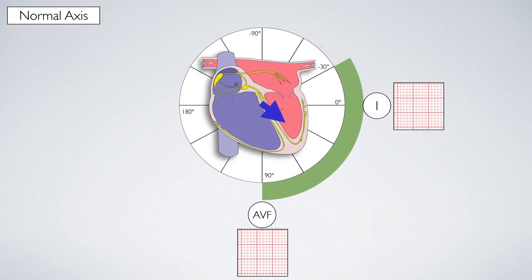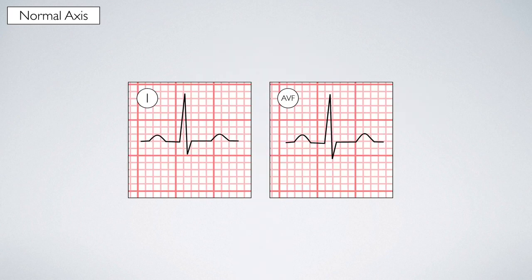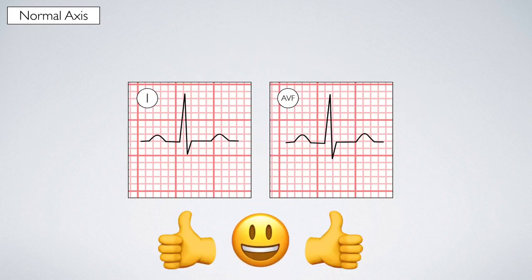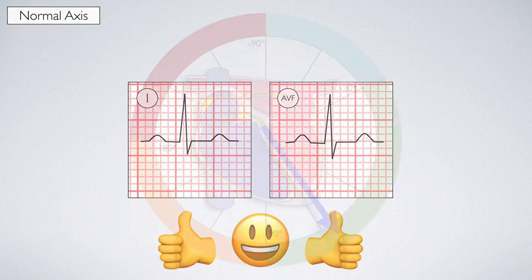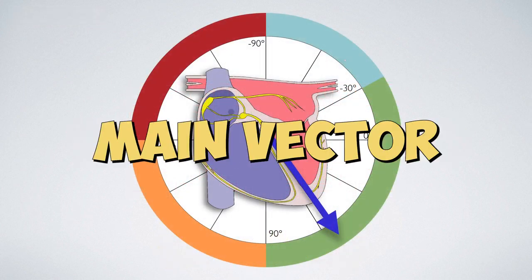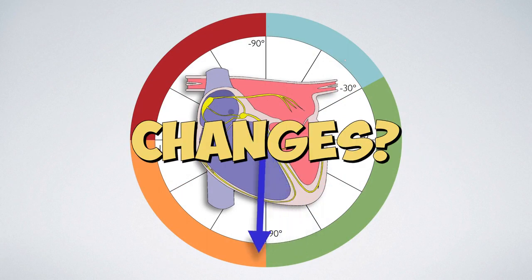As the electrical activity moves towards the apex of the heart, it also moves towards lead 1, making the QRS complex positive. The electrical activity also moves towards AVF, making the QRS complex here also positive. So both leads have positive QRS complexes. This is like a double thumbs up from the heart, telling us that everything is okay. But what happens when the main vector of electrical activity changes?